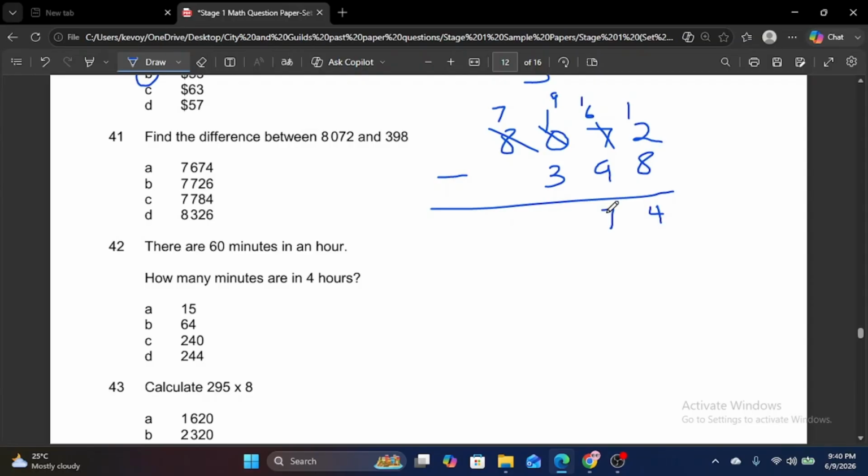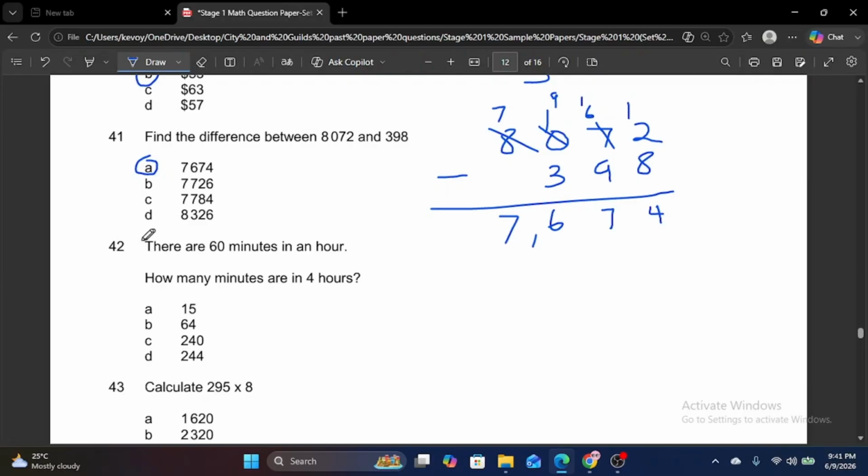All right, and moving on to this column right here, we have 9. So 9 minus 3. If you take 3 from 9, you'll be left with 6. And we have a 7 right here because we took from the 8, so we have a 7 remaining. So in all, we have 7,674. So that's gonna be A, and that's the answer for 41.